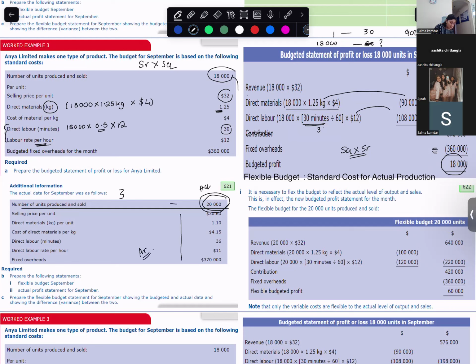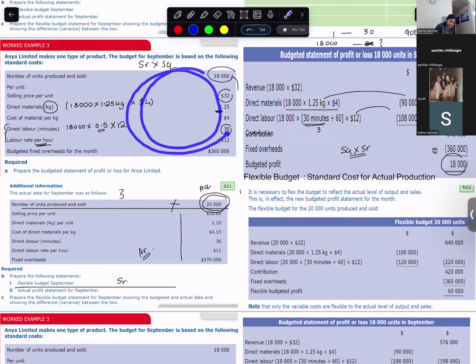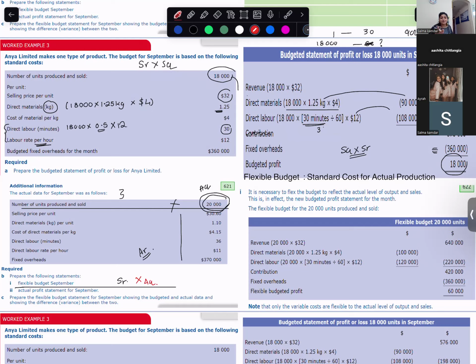If I multiply actual rate into actual quantity, I will get what? Which budget? Actual budget. But what they want from me? Flexible budget. So if they want the flexible budget, I will take the standard rate and multiply it with the actual quantity. It is necessary to flex your budget because you compare your standard rate with your actual rate for actual quantity.